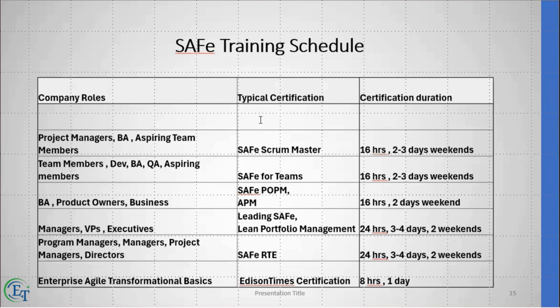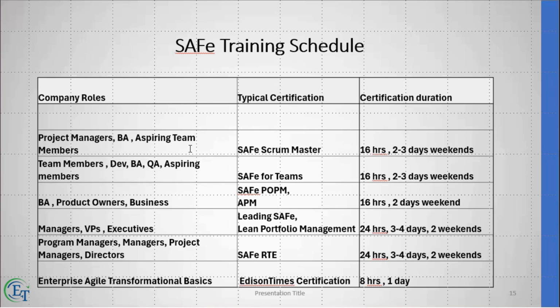So what does a safe training schedule look like? Certain roles, people who come to me would like to take the Safe Scrum Master training. For example, project managers, business analysts, aspiring team members, they train for the Safe Scrum Master certification. It's typically a 2-day, 16-hour course, and I split it over 2 to 3 weekends.